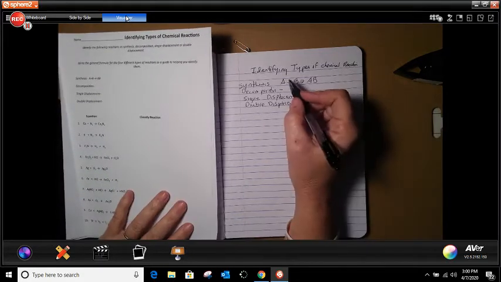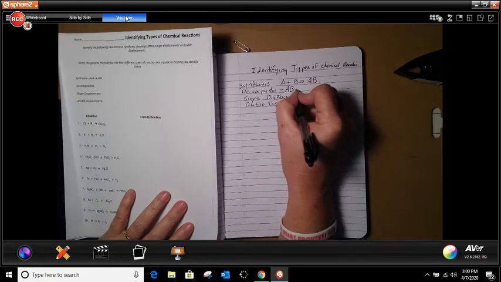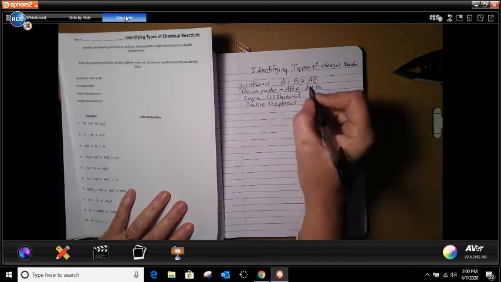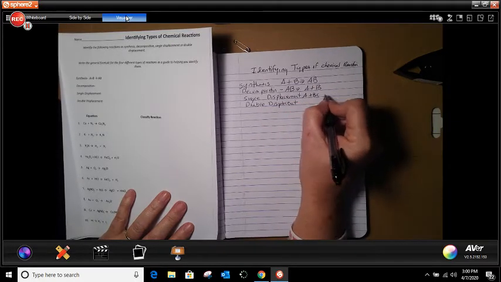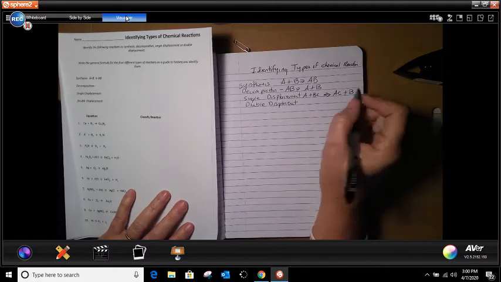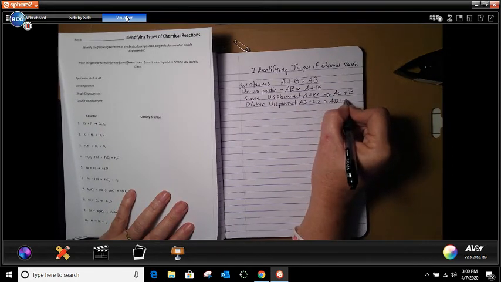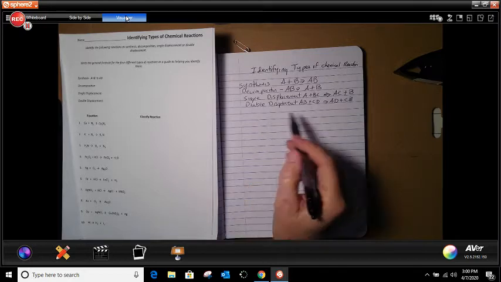If synthesis, remember, you have A plus B equals AB. Decomposition is AB yields A plus B. Single displacement is A plus BC yields AC plus B. And double displacement is AB plus CD yields AD plus CB. The next thing it asks you to do is identify the following reactions as synthesis, decomposition, single, or double displacement. Write a general formula for the 4 different types of reactions as a guide to help you identify them. That's what I just did on my paper.